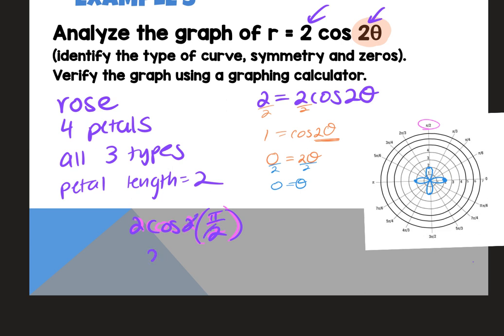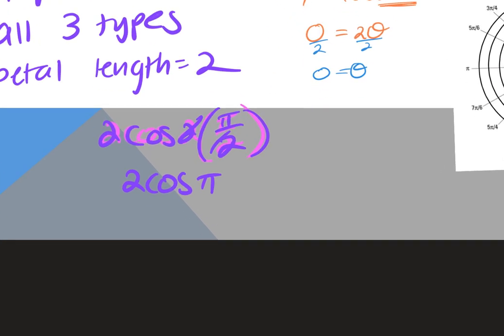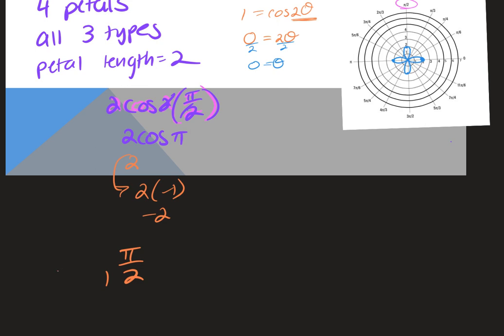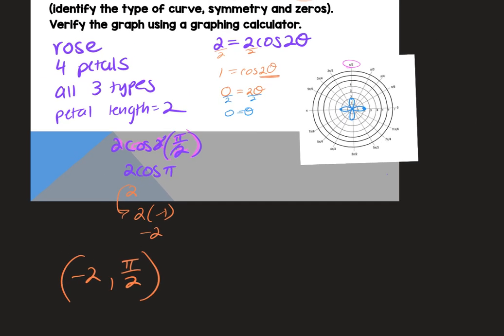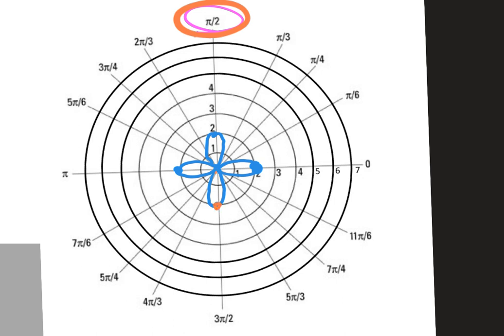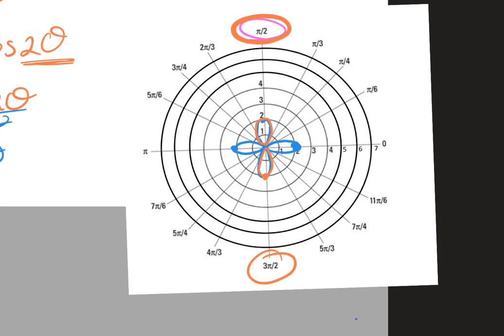Now these cancel and I get 2 cosine of pi. What's the cosine at pi? -1. So at pi over 2, my radius is -2. At pi over 2, that's at the top. Which direction would I go? If it was -2 for my radius, I'd go opposite, which would put it here. And then I would know it's reflected above. Or again, I could check by plugging in 3 pi over 2. If I plug in 3 pi over 2, I'm going to get -2, and it's going to tell me to put it at the top.